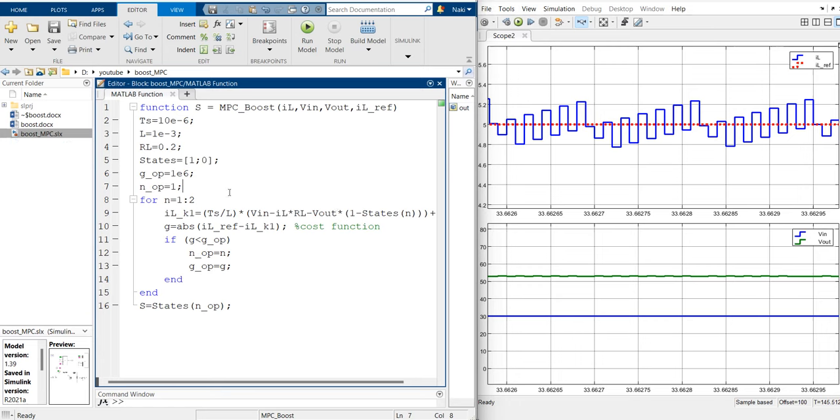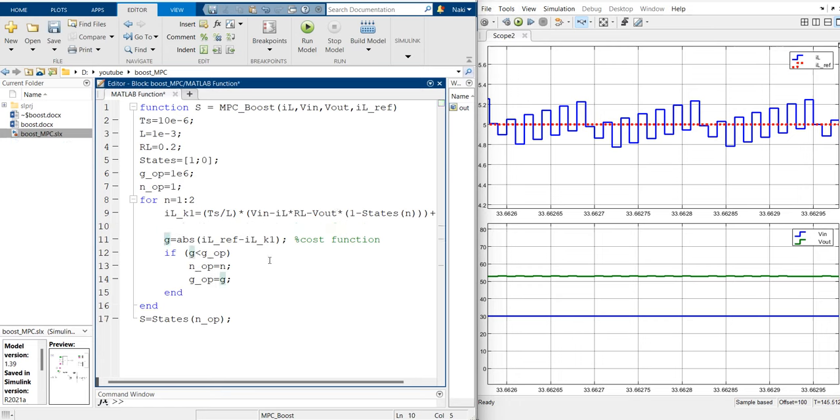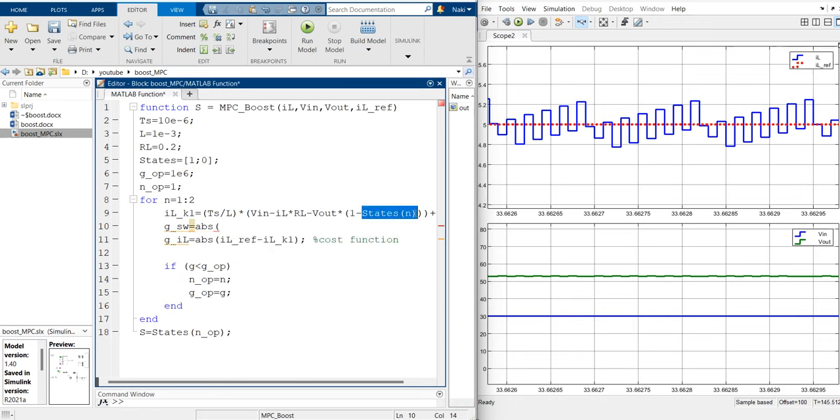To do this, we need one more cost function to reduce the switching frequency. We can change it to g_il, and we can define one more cost function for the switching state. Now I will define it, then I will explain. This is our new one, and the previous value.